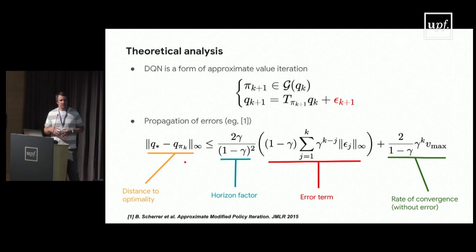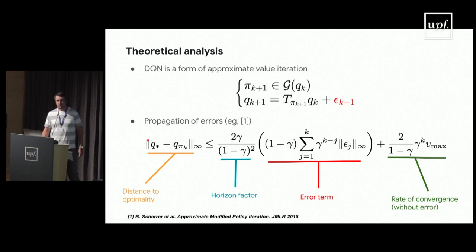So it's really general, because it doesn't make any assumption about how epsilon k is produced. It's just you have an epsilon k, it's whatever you want. You can have a linear parametrization, you can have a neural network, whatever. And once you have this epsilon k, the distance to optimality is the left-hand side.